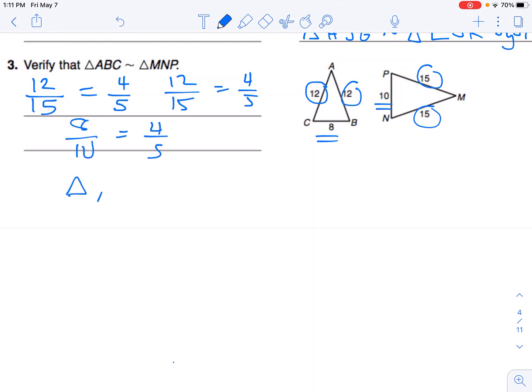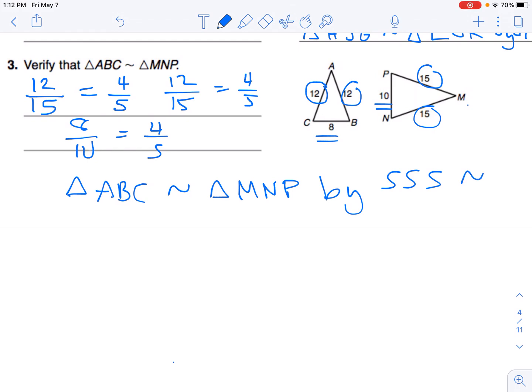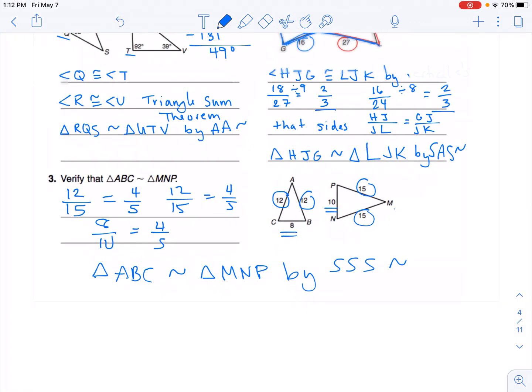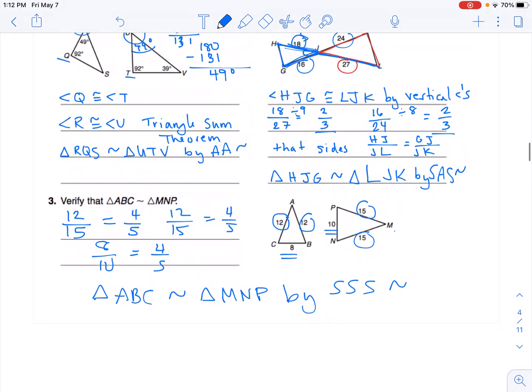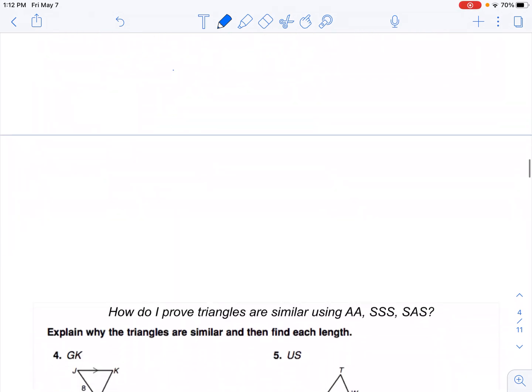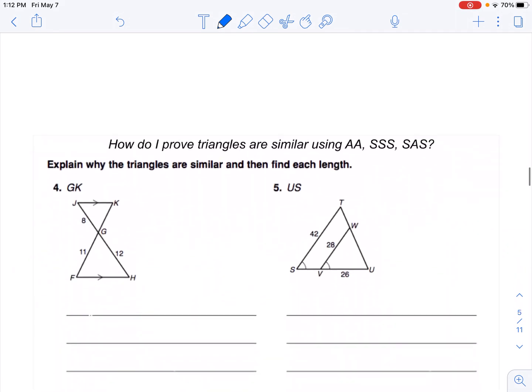And so triangle ABC is similar to triangle MNP, where A would match up with M. And actually for this one, it doesn't matter, it could be MPN as well. And the theorem is side-side-side similarity. So I have one of each type here. I showed you angle-angle, side-angle-side, and side-side-side. All right, thanks for watching.